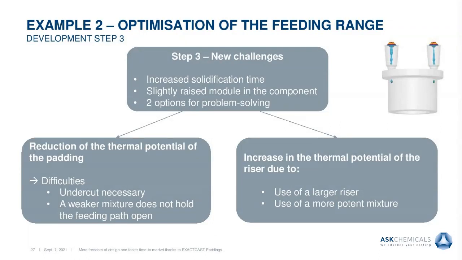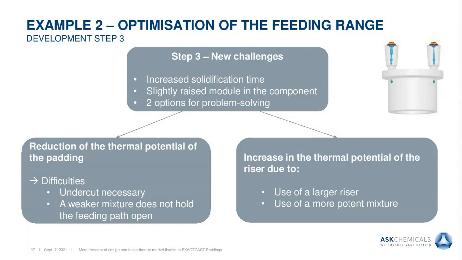We also have the possibility to get less energy inside by using a less energy-containing mix for the padding. But we also need to make sure that our narrowed section will remain open until this point of solidification when it's going up. So this may have some difficulties and is also very hard to detect. Therefore, there's another option: we increase the thermal potential of our risers. In the first way, we can just take a bigger riser. That would be an option.